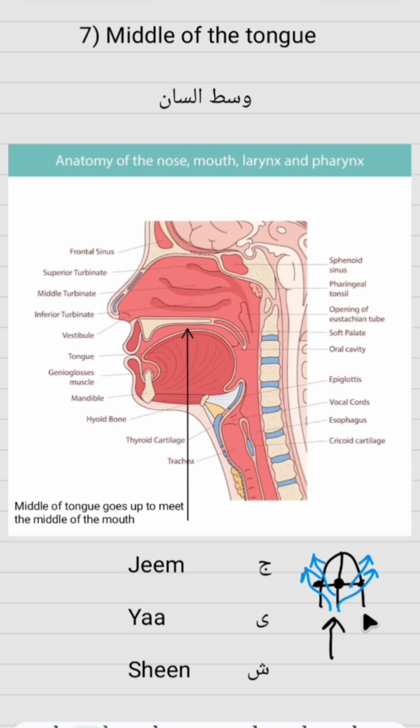You'll feel, even if you put your fingers outside of your mouth, you'll feel some airflow come out, but you won't feel airflow come from the center of the mouth. You'll feel it from the sides of the mouth predominantly. So jim, ya, and sheen once again come from the middle of the tongue, all three of them, and in Arabic it's called wastul lisan.